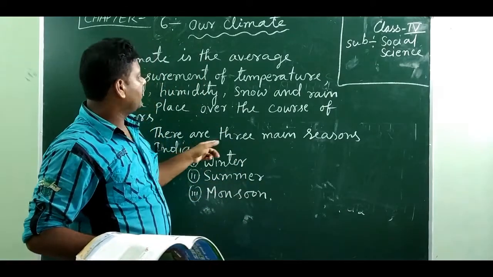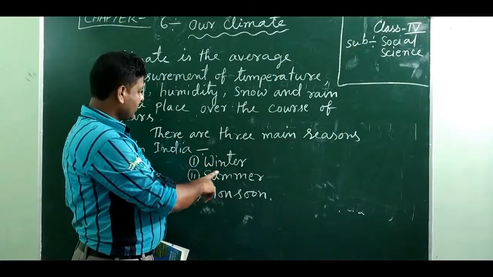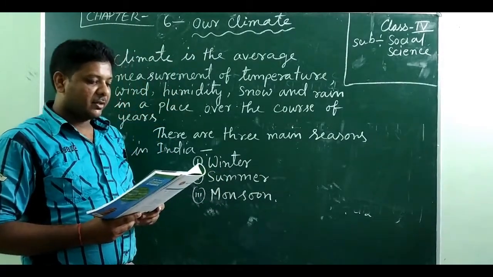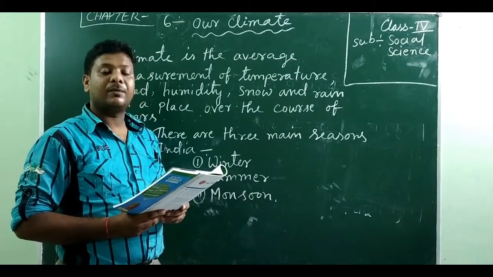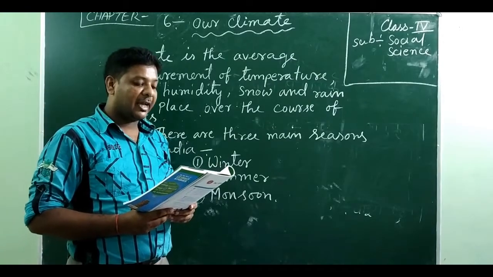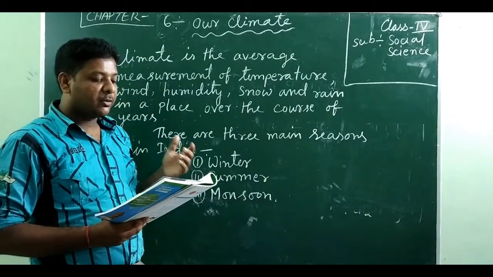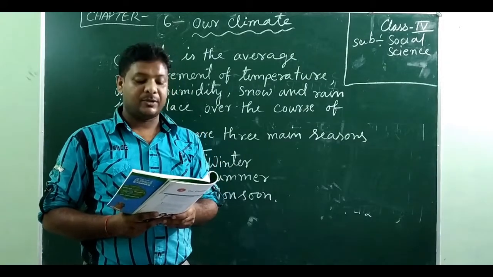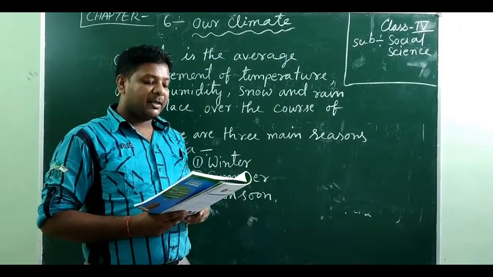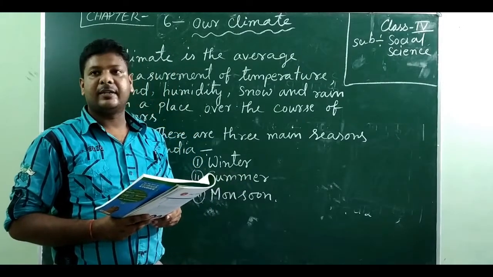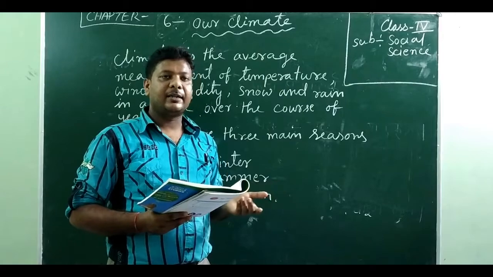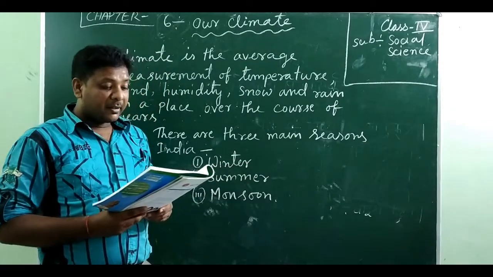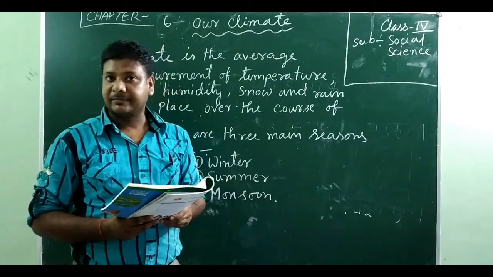Now seasons, there are three main seasons in India: winter, summer and monsoon. Now I am going to discuss the winter season. The winter season in India starts in the middle of November and continues till the end of February. December and January are very cold in most parts of India. In winter, nights are longer than the days.